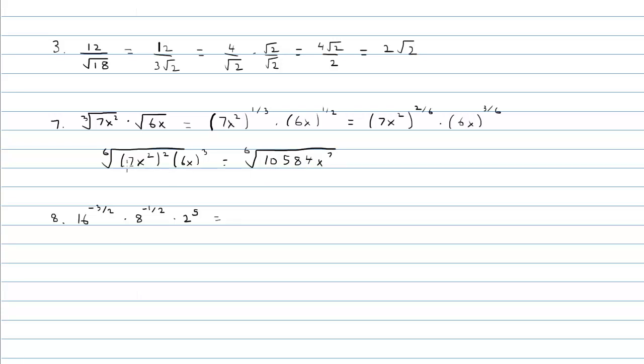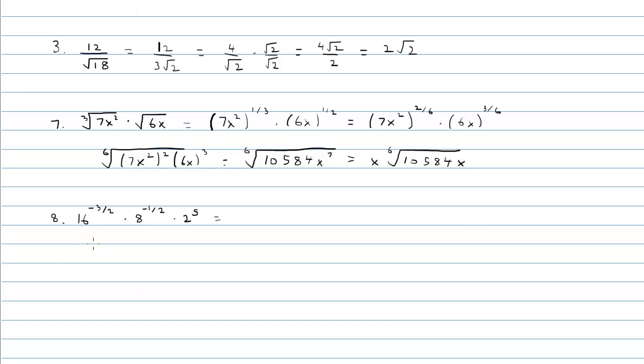But the 10,584, this was 2 7s and 3 6s. There will not be 6 of a kind of anything there. So from the x to the 7th, you'll take out an x. You will leave all of the number, and there'll be an x left.